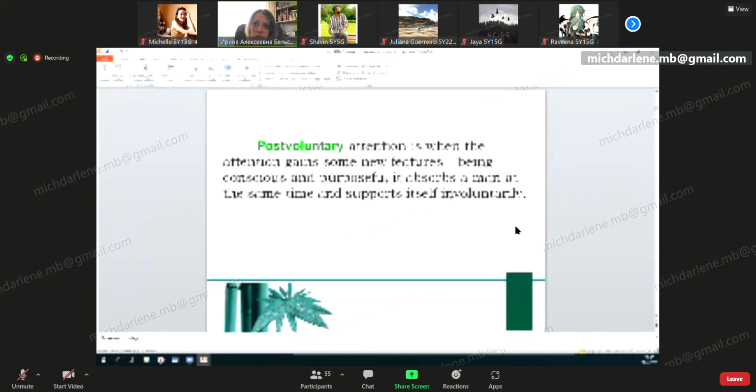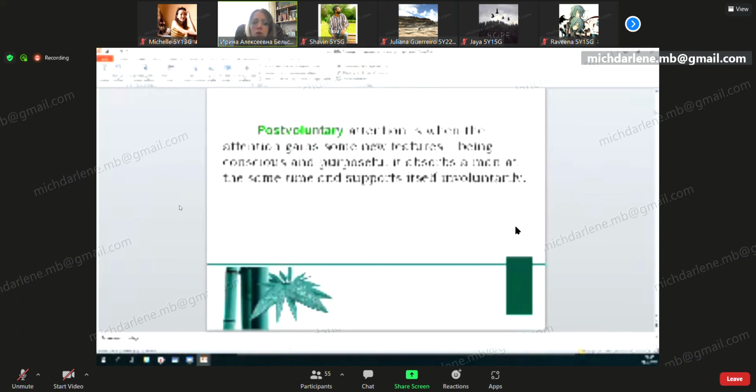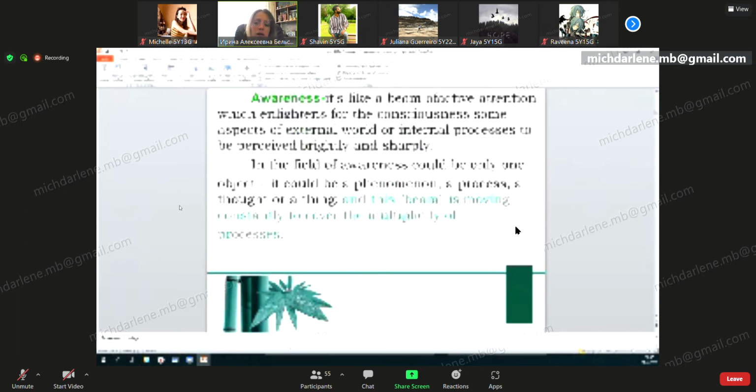And of course, there is a specific form, a very special kind of attention called awareness. Awareness is like a beam of active attention which enlightens for the consciousness some aspects of the external world or internal processes to be perceived brightly and sharply. In the field of awareness there can be only one object. It could be a phenomenon or a process, a thought or idea. And this main idea is moving constantly to cover the multiplicity of processes.